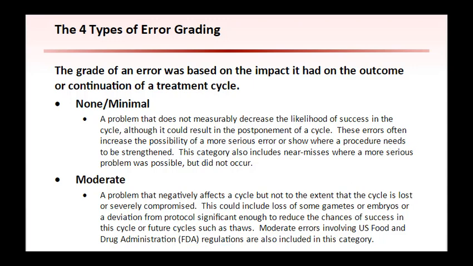Moderate problems are those that negatively affect a cycle, but not to the extent that the cycle is lost or severely compromised. This can include loss of some gametes or embryos, or a deviation from protocol significant enough to reduce the chances of success in this cycle or future cycles such as thaws. Moderate errors involving U.S. Food and Drug Administration, FDA, regulations are also included in this category.